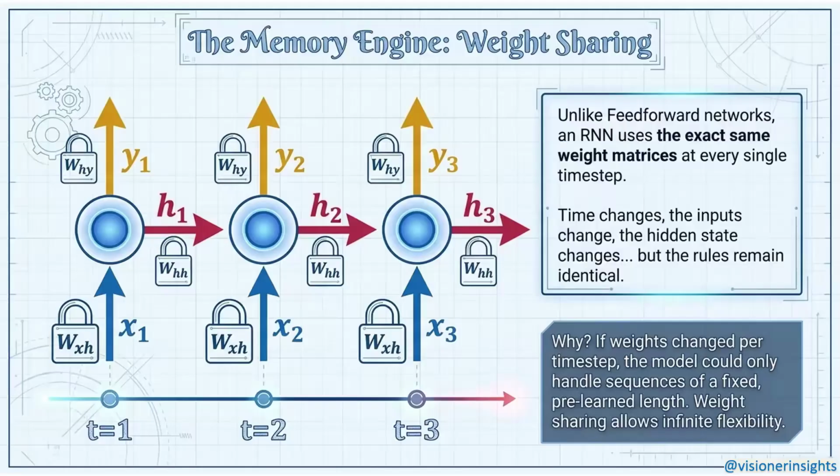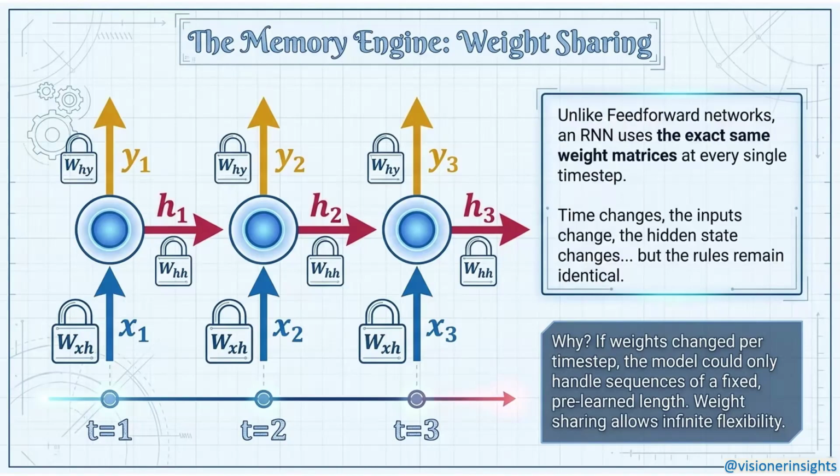But hold on, because here is the absolute most critical secret of recurrent neural networks. It's all about weight sharing. Notice how the weight matrices, W_hy, W_hh, and W_xh, are essentially locked in. As time moves forward, sure, the inputs change, the hidden state changes, but the rules, the matrices determining exactly how we process that information, remain exactly identical at every single time step.